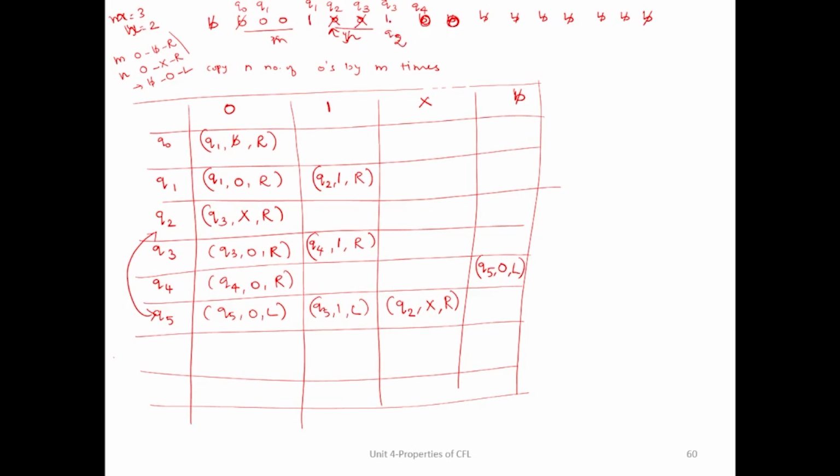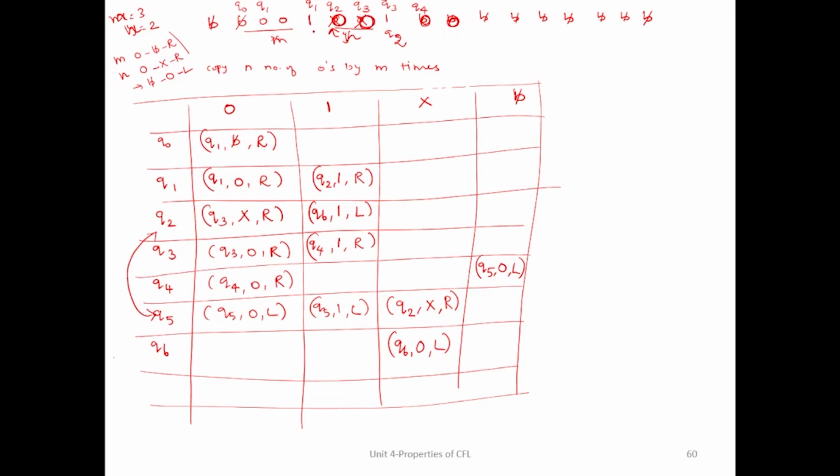So if Q2 reads 1, we should go to the left end and change the X back to its original value. If Q2 reads 1, you don't change this 1. It stays the same symbol, and we go in the left direction with a new state Q6. In Q6, it will read X, so all X are replaced as 0. You stay in the same state for replacing these X as 0. So this is 0, this is 0.